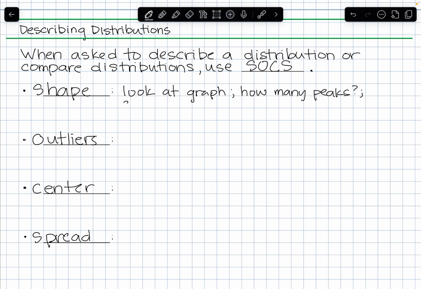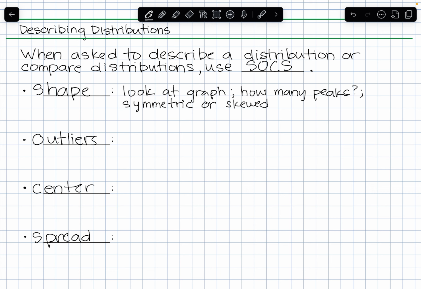And then identify it as symmetric or skewed. Does the graph fold about its midpoint to create two perfect mirror images? Or is my peak or the bulk of the data off to one side with a long tail on the other? Symmetric or skewed.